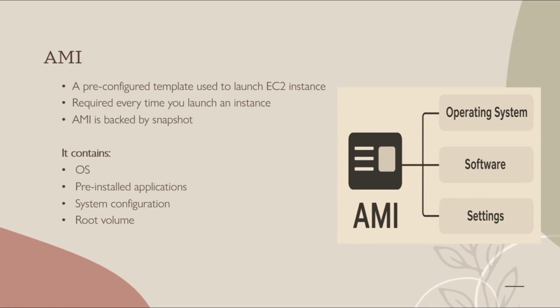Windows, Ubuntu, Red Hat, etc. And it contains the tools or the software like Apache or Python. And it includes the basic settings like network configuration and system configuration also. And finally, whenever we launch an EC2 instance, the root volume is automatically created for that particular instance, whether it is Windows or Linux. The root volume is created whenever we launch an EC2 instance.